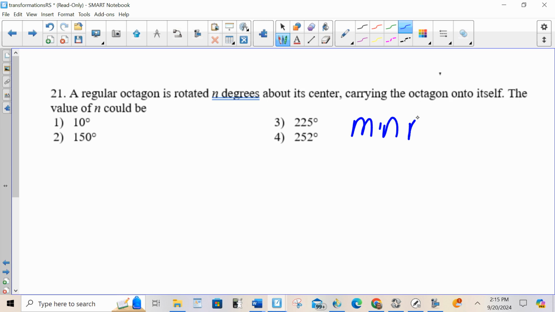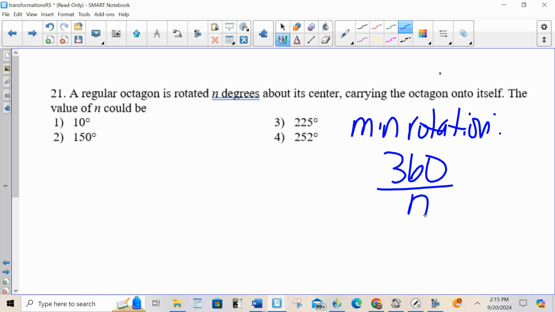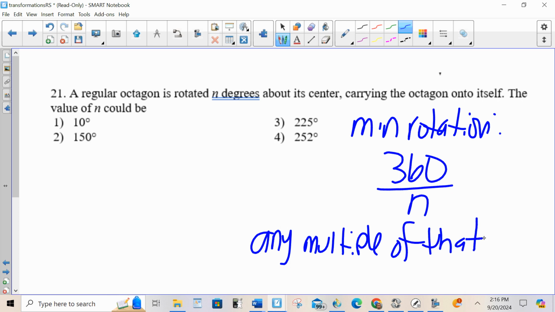Min rotation is 360 over n. For the minimum rotation to map a regular polygon onto itself, your first step is 360 over n. And then you also need to understand that any multiple of that will also map it onto itself. So I start with the minimum rotation. For an octagon, we do 360 divided by 8. That is 45. So a degree measure of 45 will map it onto itself.